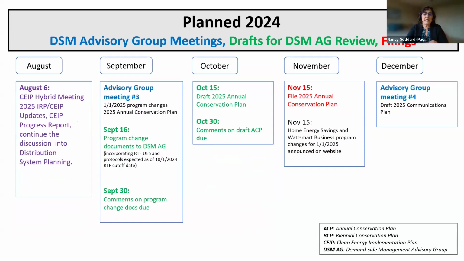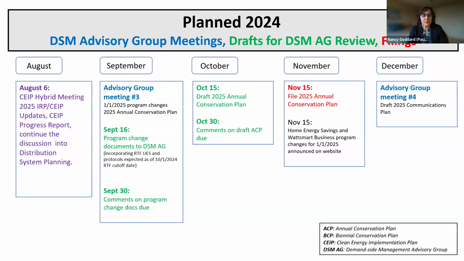So this slide has the 3rd and 4th advisory group meetings for 2024. And I just wanted to highlight that for energy efficiency, we file a biennial conservation plan every 2 years. This was started with the Energy Independence Act quite a few years ago.